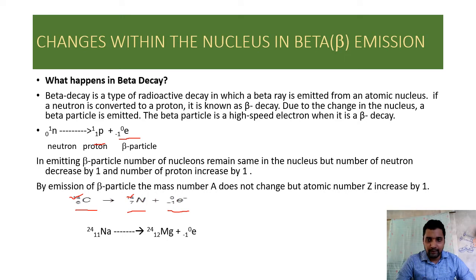But the atomic number increases by 1. Also, after the emission of gamma radiation, there is no change of atomic number or mass number. Only the parent nucleus, which is in an excited state with a huge amount of energy, releases the energy to attain stability. So there is no change of atomic number or mass number by emission of gamma radiation.